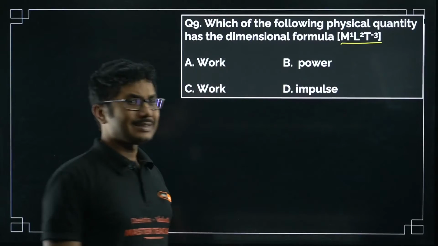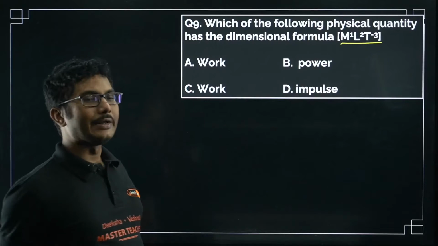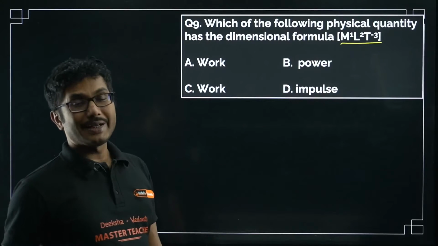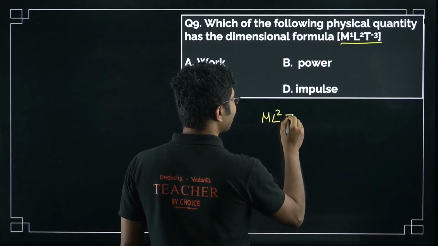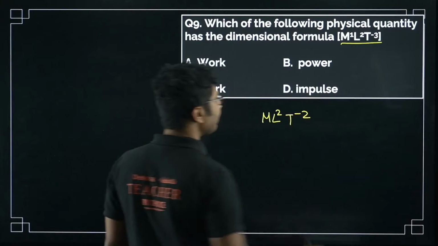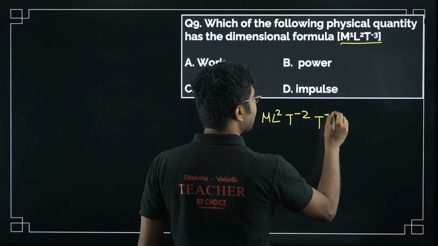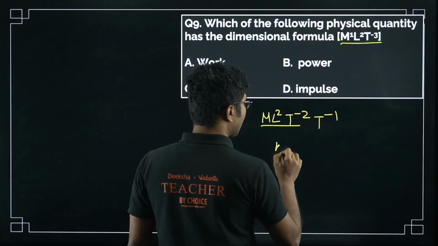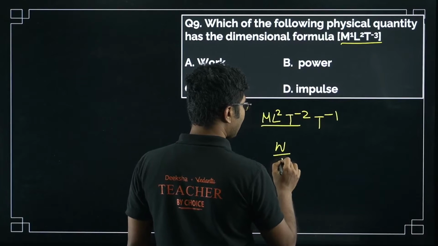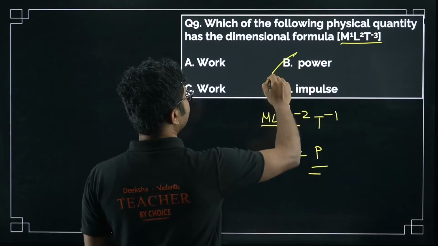Next is, which of the following physical quantities has the dimensional formula of ML squared T to the power minus 3? So ML squared T to the power minus 3. Very interesting. We have seen that ML squared T to the power of minus 2 is the dimension of work, but we have one more extra T to the power minus 1. So work divided by time, that is power. So this is the dimension of power.